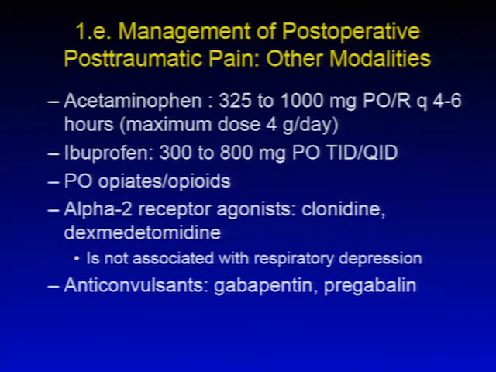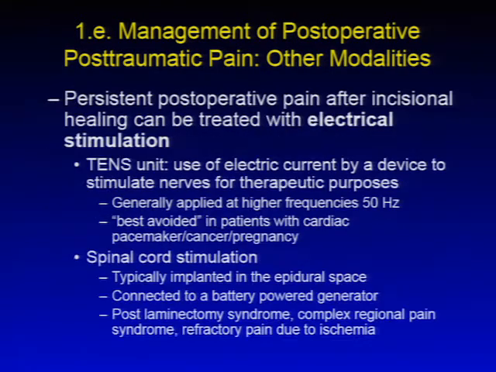Other modalities to treat post-traumatic postoperative pain can include acetaminophen as listed, ibuprofen, PO opiates or opioids, alpha-2 receptor agonists such as clonidine and dexmedetomidine, which is not typically associated with respiratory depression, and anticonvulsant type therapy such as gabapentin or pregabalin. Other modalities can also include electrical stimulation such as TENS unit use. A TENS unit device uses electrical current to stimulate nerves for therapeutic purposes. It's generally applied at higher frequencies at 50 Hz. It's best avoided in patients with cardiac pacemakers, cancers, and pregnancy.